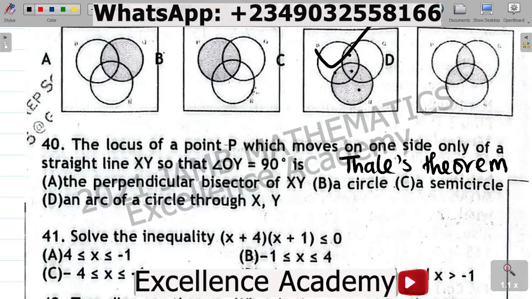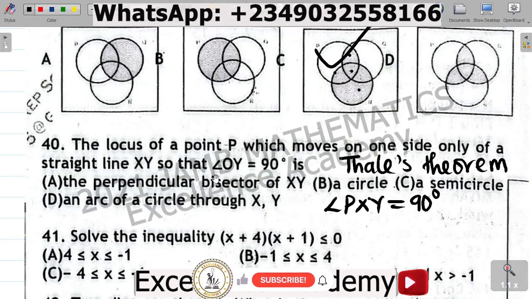Now, this theorem says that any angle standing on a diameter of a circle is a right angle. That's why we're having this right angle here. Now, note this is supposed to be PXY, not OY. Consider what we're given there. So let me take this off. What you're supposed to be having here is angle PXY equal to 90 degrees.